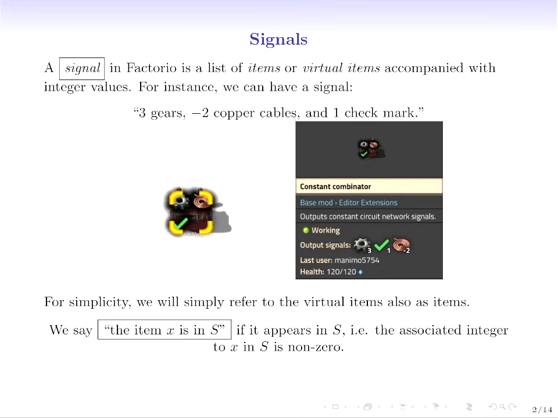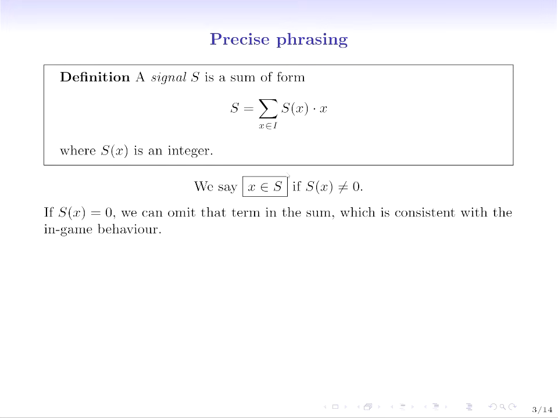Now, for simplicity, I'm only going to refer to the things in the signals as items. Now we say that an item is inside the signal S if it appears in S. So here I would say the gear is in S, the copper cables are also in S, and the check mark is in S. Now we can phrase this more precisely using a mathematical notation.